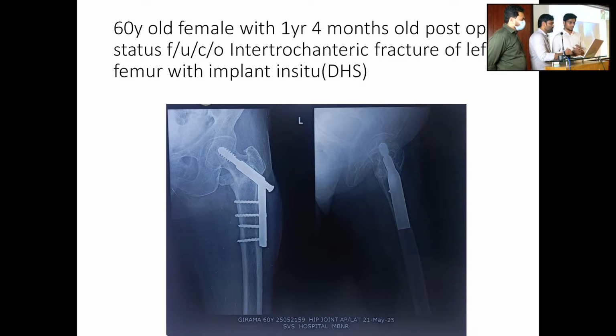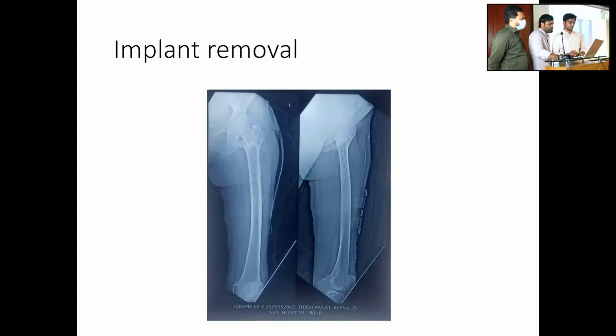60 years old female, 1.5-year-old post-op status of intertrochanteric fracture with implant in situ. DHS. We have done implant removal. How many years since the fracture? 1.5 years.